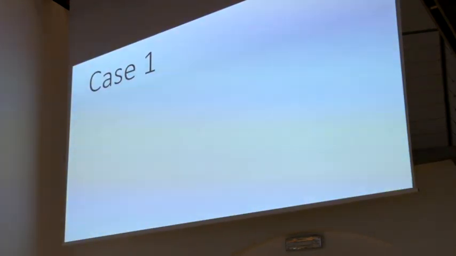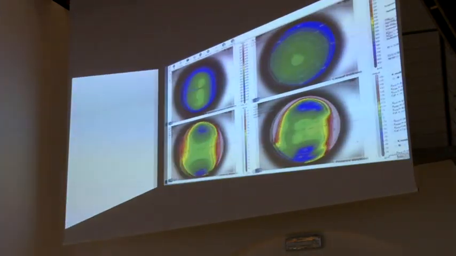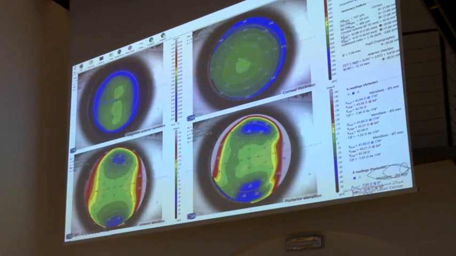I will show you other cases, and I would like to have more participation, please. So in this one, how many of you would perform LASIK or lenticule extraction?